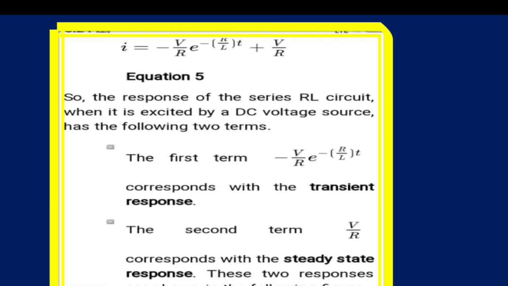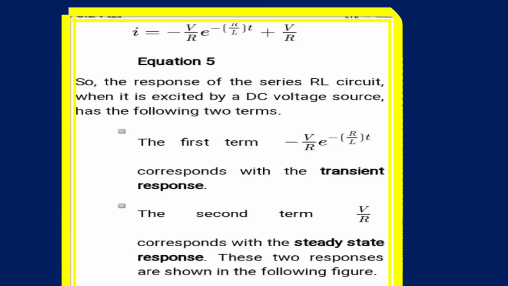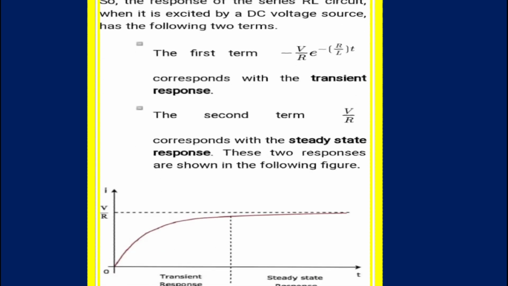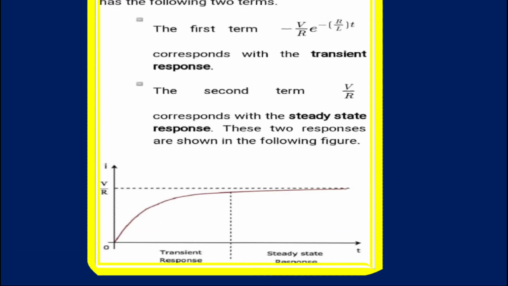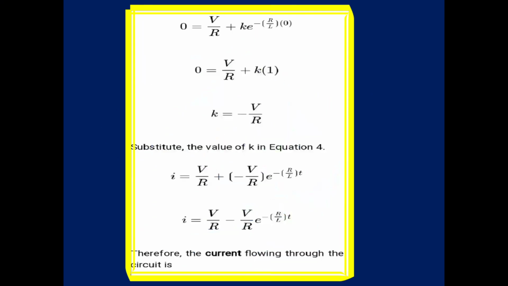In this equation, we have one variable term, that is minus V by R e power minus R by L t. That term is called the transient response term. One constant term we have, that is called the steady state response term. Okay, now we are getting the steady state response as well as the transient response. So we put it in a graph. We are getting the graph for variable values of V by R.